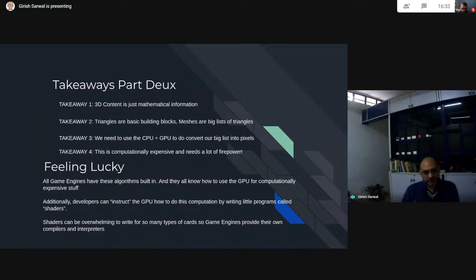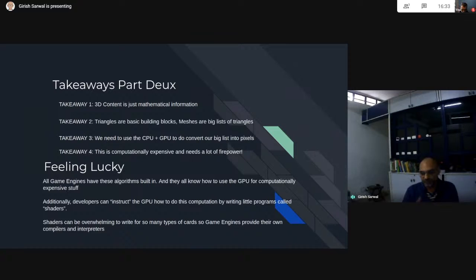Additionally, developers can also instruct the GPU, or really hint the GPU, on how to do this computation by writing very small programs called shaders, and that would be our point of discussion today. Now, shaders can also be very difficult to write. If anybody has worked with GLSL or HLSL shaders or Cg shaders, you would realize that they're not only difficult to write, they can be very difficult to debug as well.